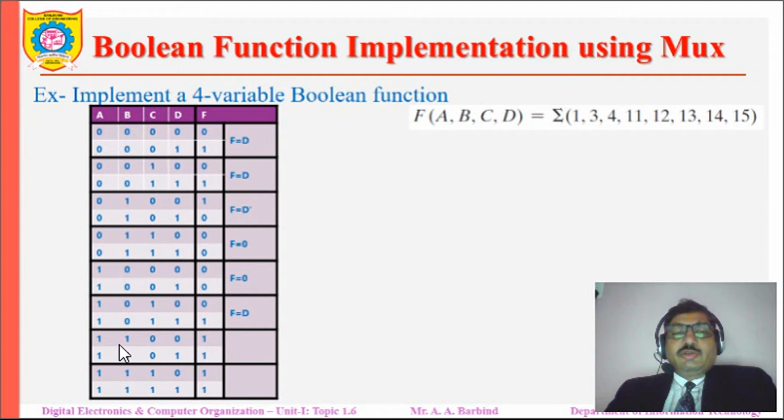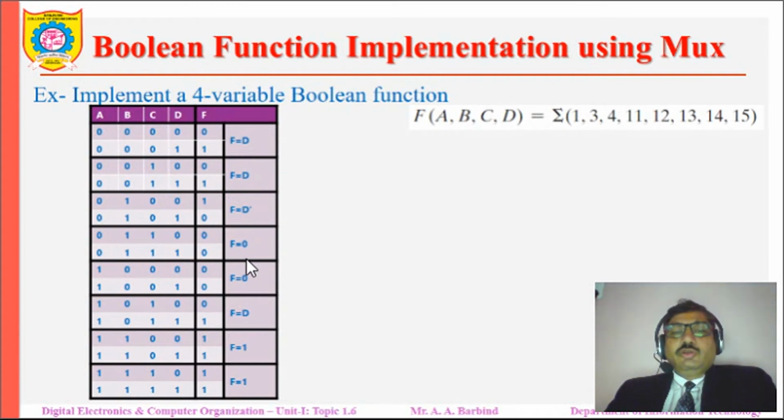For the next pair of rows in the truth table, f is independent of d and it is 1, so we write f is equal to 1, and the same is true for the last two rows of the truth table, so we write f is equal to 1. So like this we write the expression for the output in terms of d, or if it is fixed, if it is independent of d, then we write it as either 0 or 1.